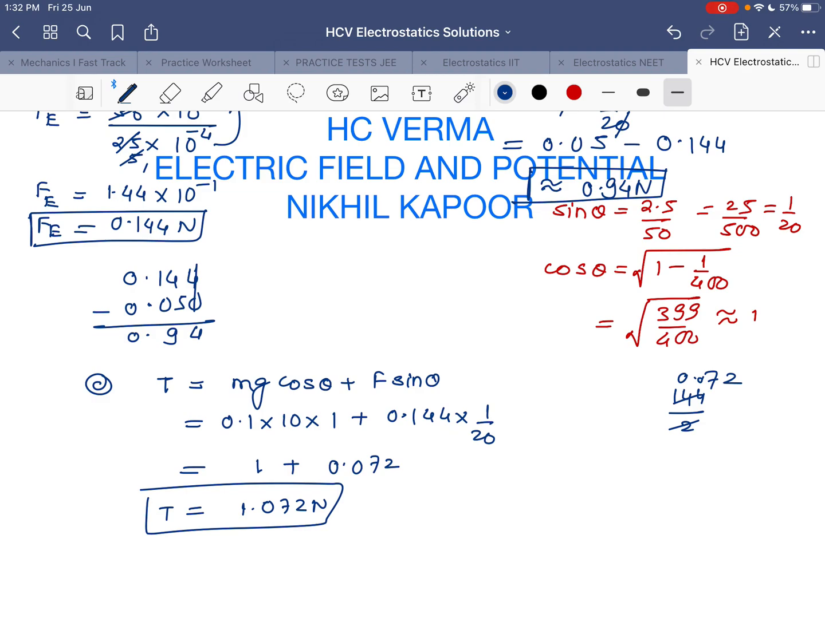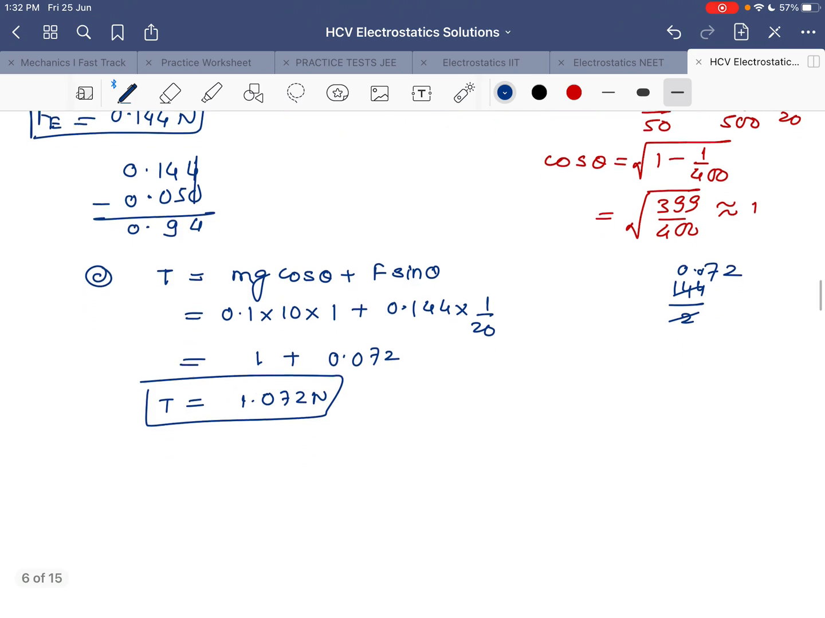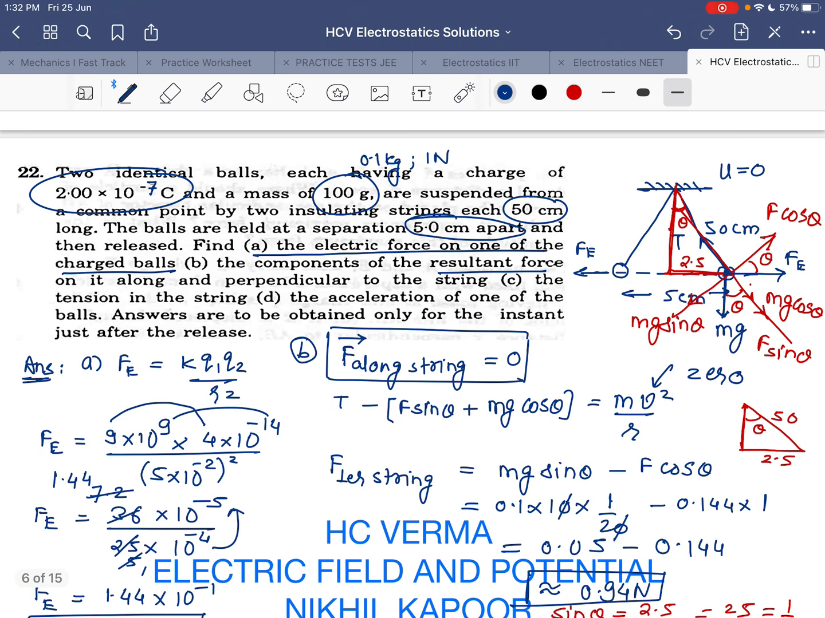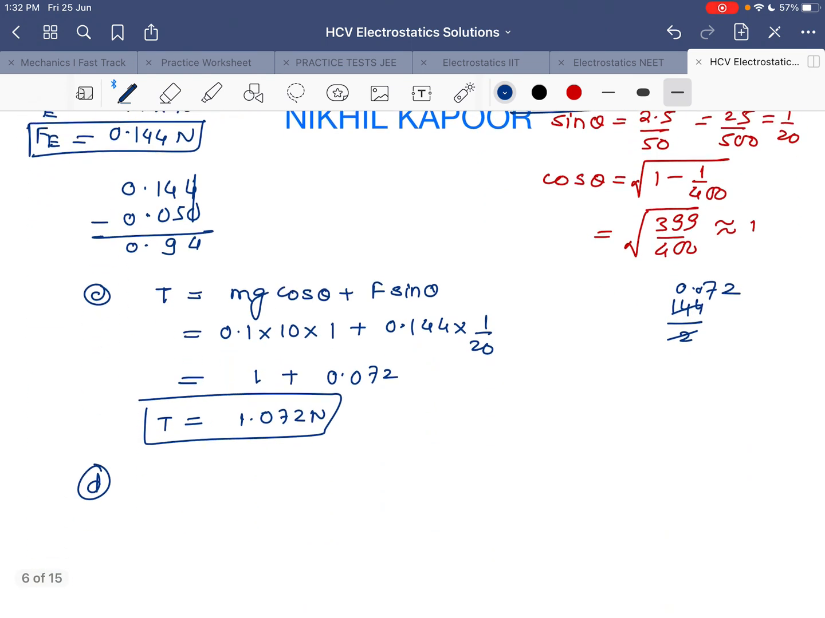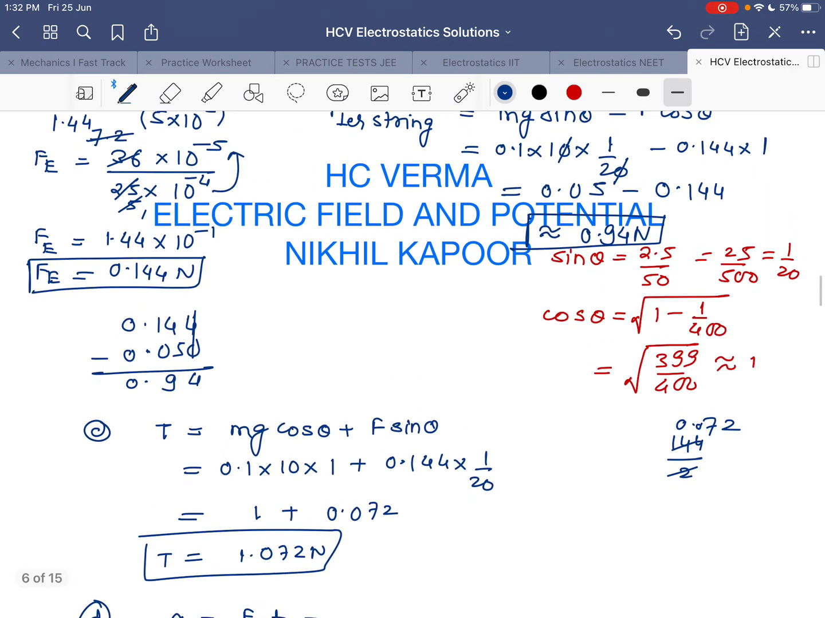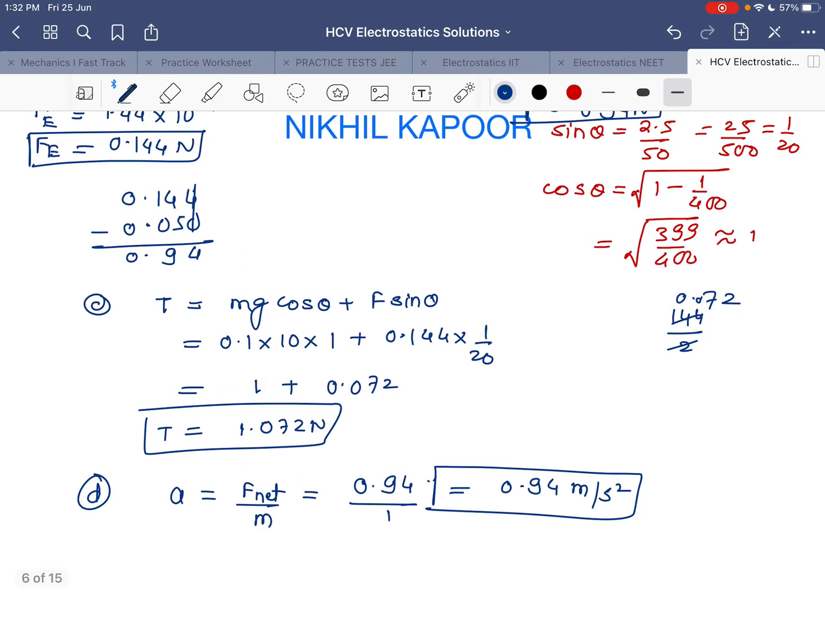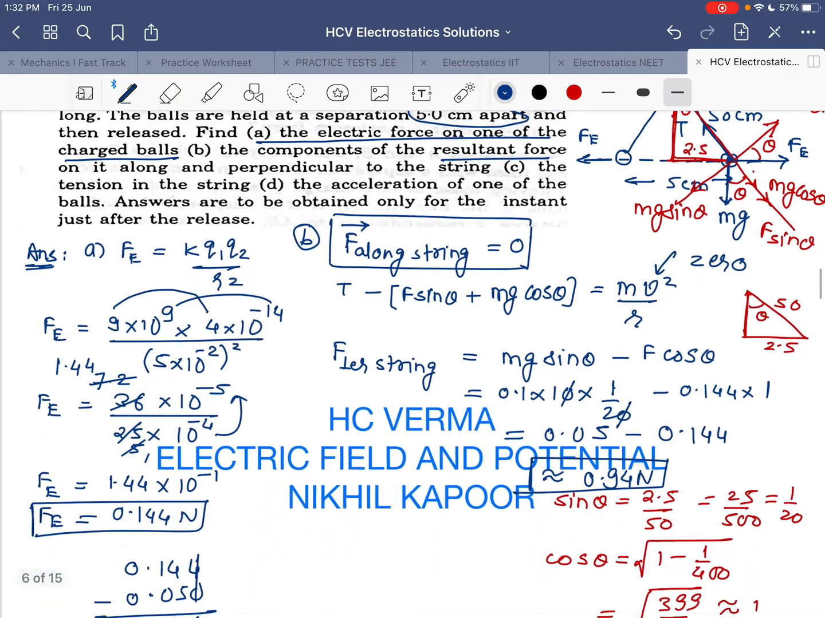Okay, now in the last part, what is asked, let's see. The acceleration of one of the balls. Acceleration is nothing but the net unbalanced force upon net mass. As we have already calculated, the force along the string is 0 and the only unbalanced force acting is 0.094, and mass is 0.1. So that will be 0.94 meter per second square, the acceleration of that ball. Okay, now you can easily see these are the answers to these questions. Okay, thank you.